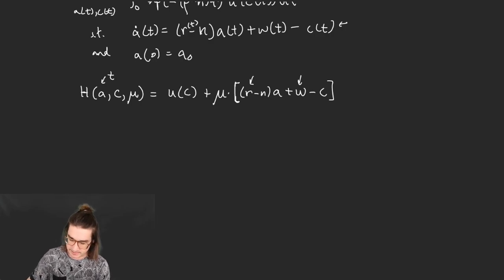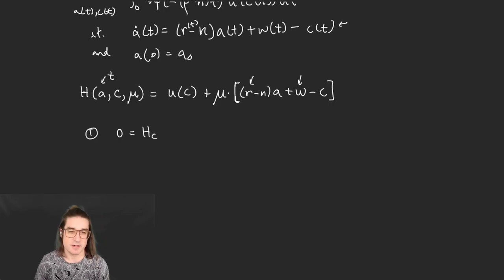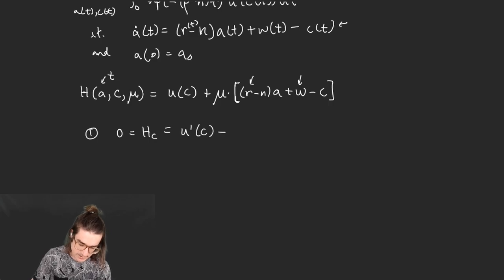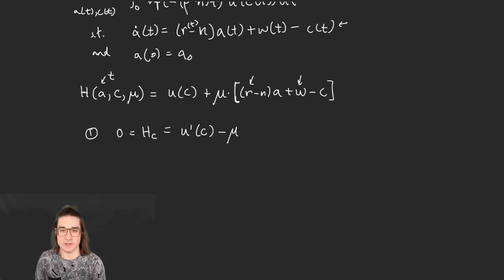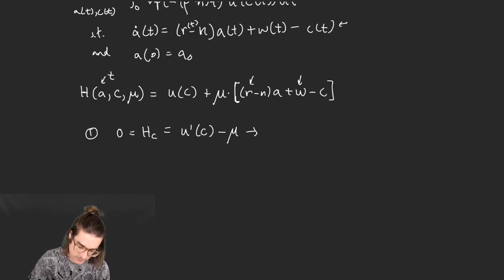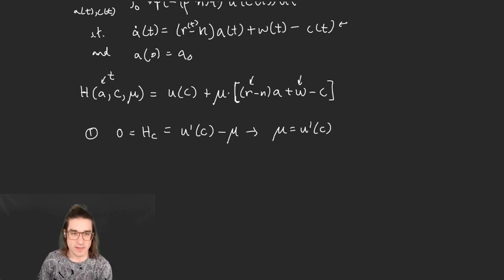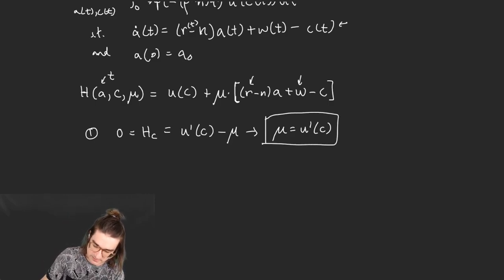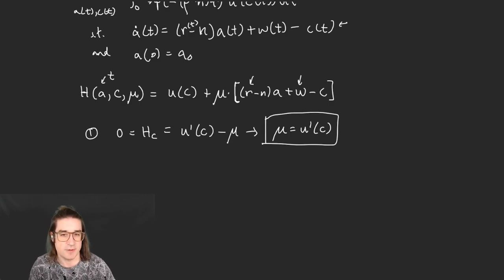Condition number one says that 0 is equal to h_c, for consumption. That's now our control variable, so h_c equals 0. And here, h_c is u prime of c minus mu. Which immediately means that mu is equal to u prime of c. So that's a good thing. In this case, mu is just the marginal utility of consumption at a given time.